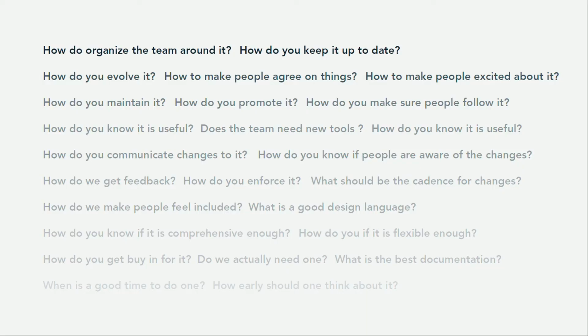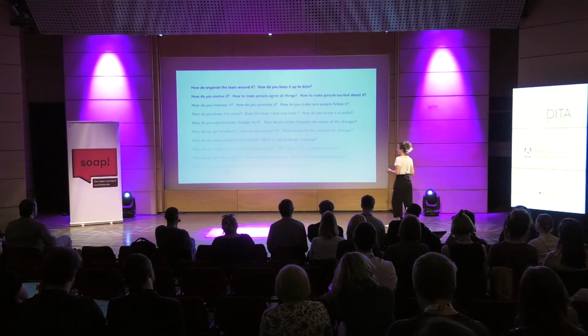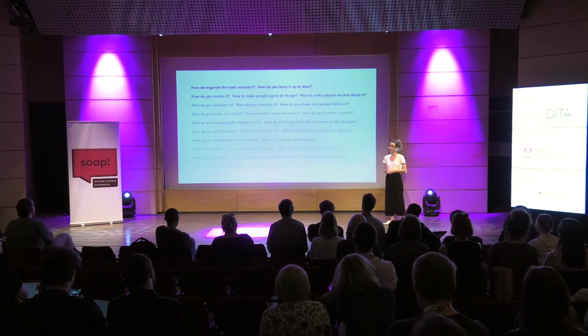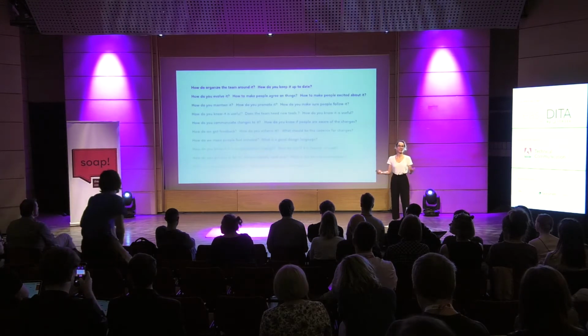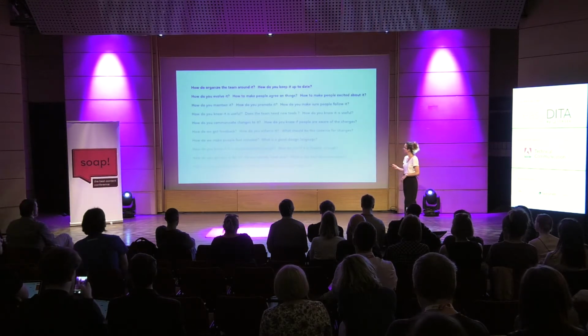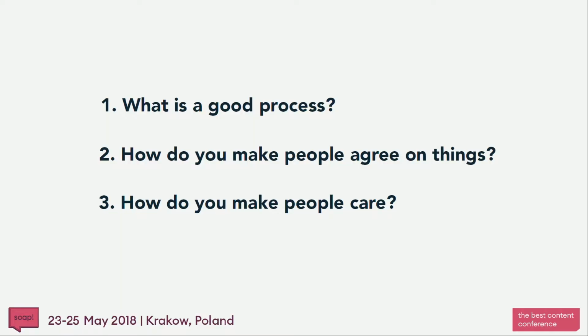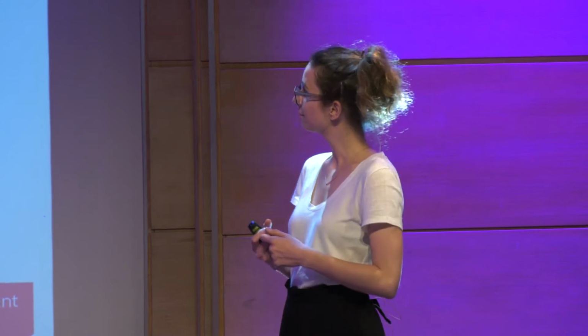And you can think about the people layer as a Pandora's box of questions. It's like, okay, so how do we organize the team around the system? How do we build a documentation that's always up to date? How does it evolve? How do we maintain it? How do we enforce it? Etc., etc. But if you zoom out a little bit, you can find those three focus areas. What is a good process? How do you make people agree on things? And then how do you make people care? And that's what I want to talk about today.